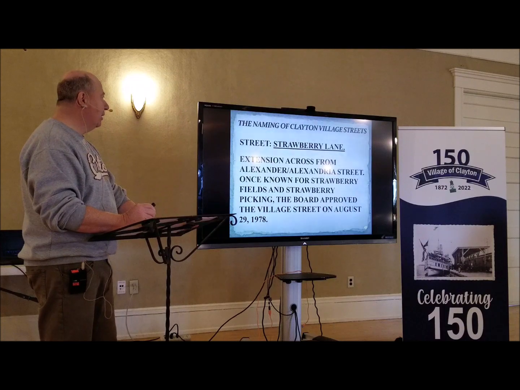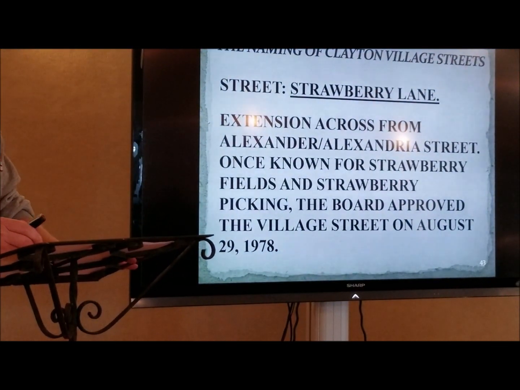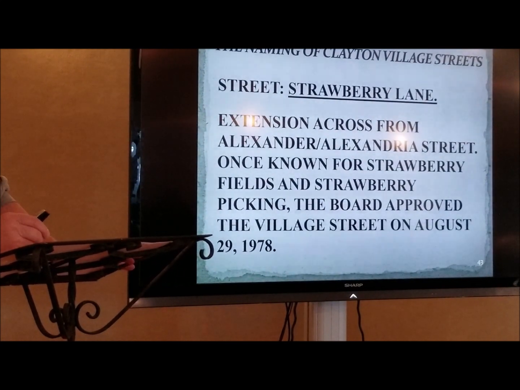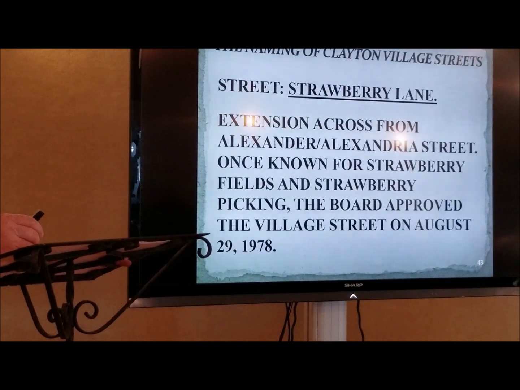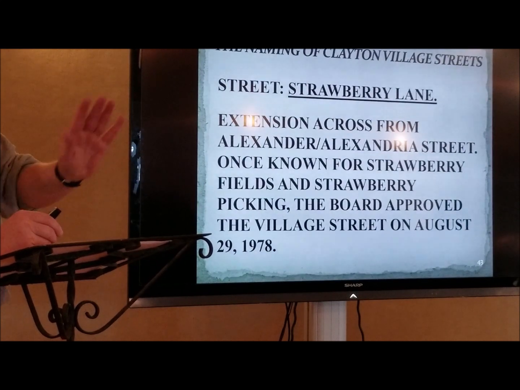Strawberry Lane. All right. The extension across from Alexander/Alexandria. I put both names up there because I'm going to call it Alexander. Once known for strawberry fields, strawberry picking. So if you lived in Clayton and you wanted to go strawberry picking, you went up to Strawberry Fields or Strawberry Lane, and that's where you picked the strawberry, long before there was much property out there.